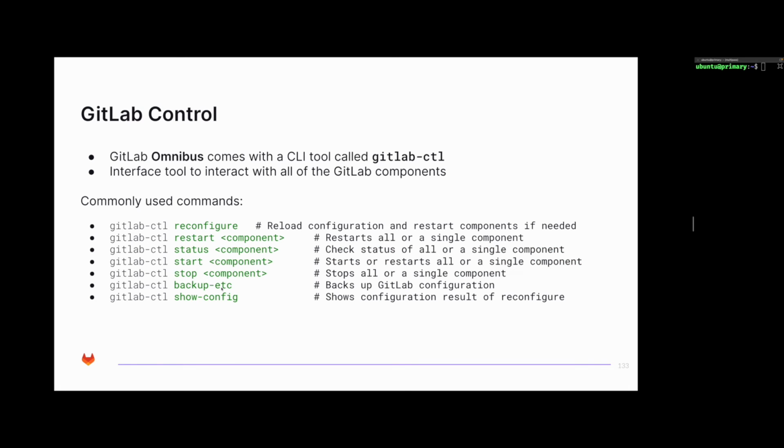Cool. Then GitLab control, as I said, it's sort of a wrapper around the components that we have. So you can check the status of these components, restart them, but also you can run the reconfigure. GitLab control reconfigure is a very commonly used tool. Whenever you change something in the config file, you don't have to restart GitLab completely. You can do a reconfigure, which will read the config file, check all the changes in the configuration, and then restart components as needed. So this is a very interesting tool to use.